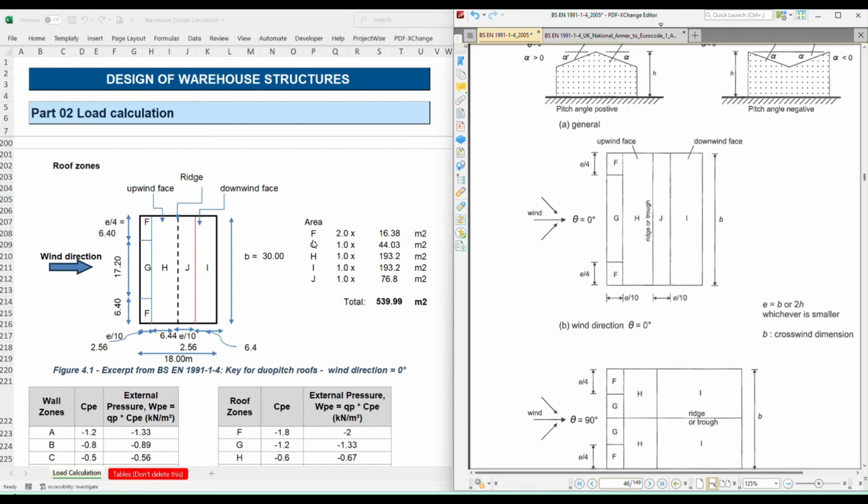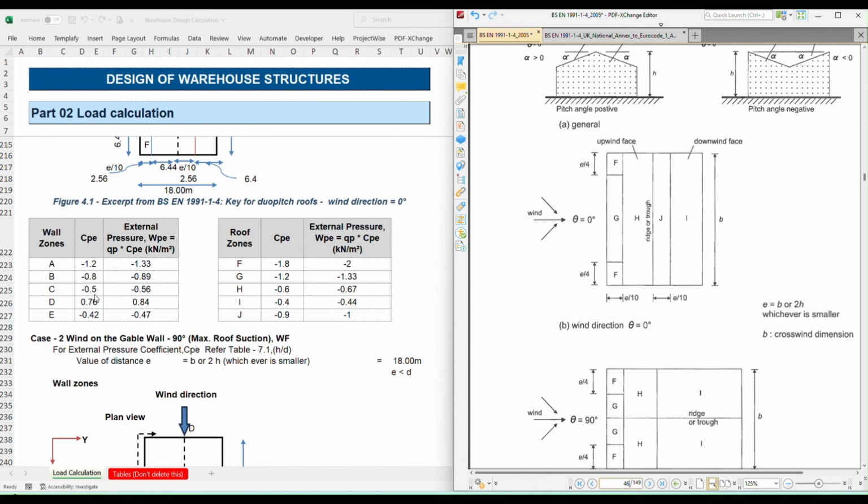Now we are calculating the F, G, H, I, J values, which have a width. F has 2 panels and G has 1 panel. H, I, J also have 1 panel each. So we are applying this area calculation. 6.4 into 2.56 gives 16.38, and for the G section 17.2 into 2.56 is 44.03. Likewise we need to calculate all the F, G, H, I, J panels. In total we are getting 539.99 square meters as the exposed area.